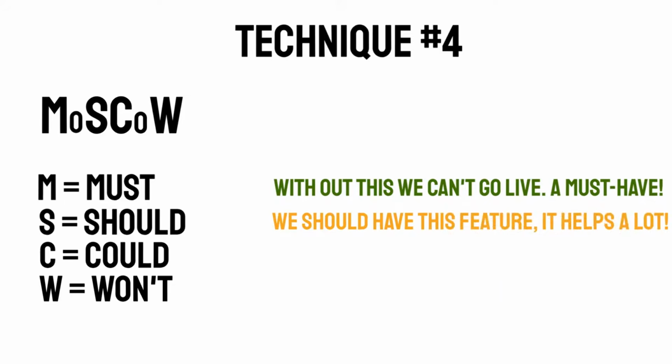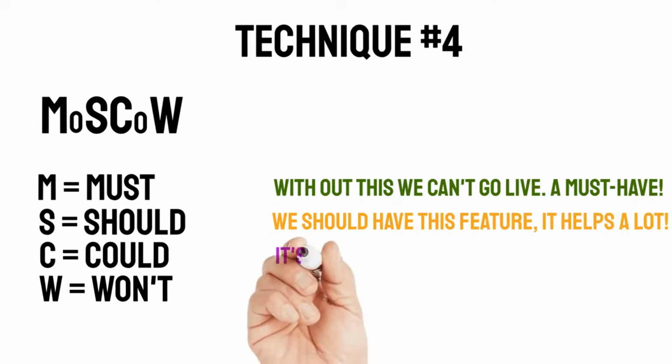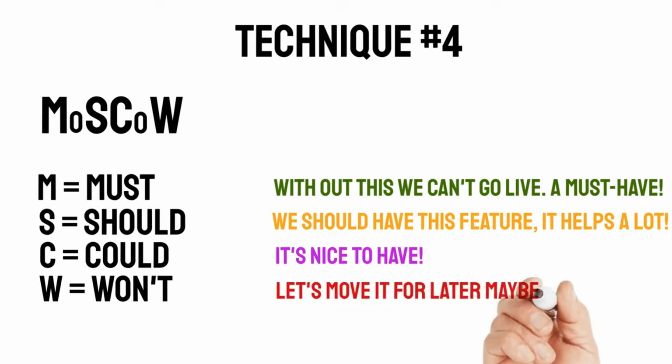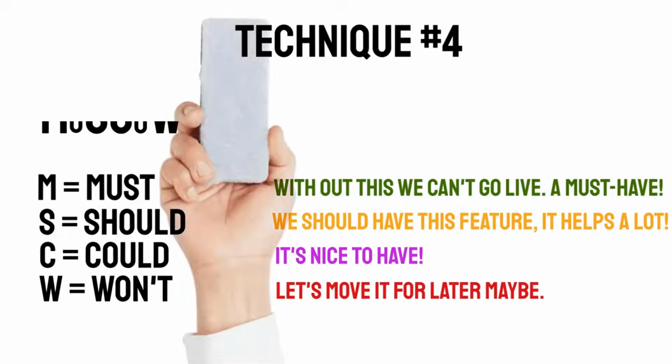Could is just a nice to have, so it's nice to have it, but not a must at all. And W won't means for now we are not planning it, so let's move it for later maybe. That's basically the Moscow technique, how you can prioritize requirements.